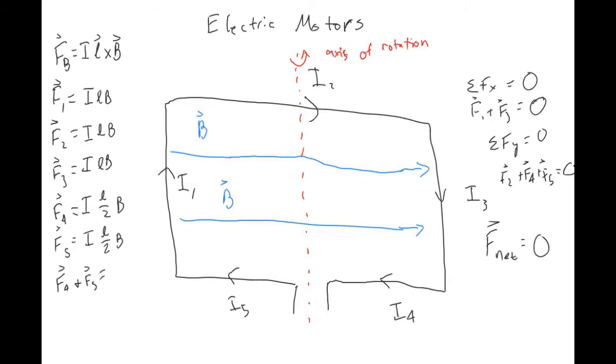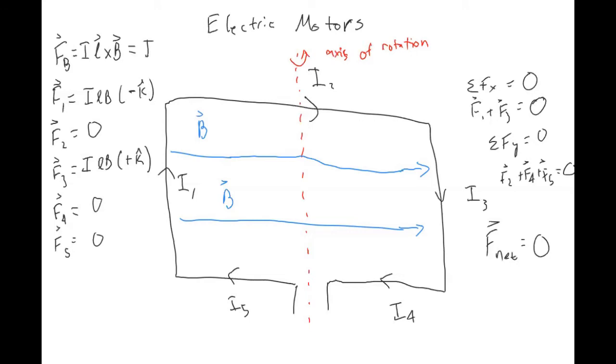So for F1, current points up, magnetic field points to the right. So you would get a force that's into the board, which would be in the negative Z direction. For F2, now magnetic field and current are in the same direction, so this force is 0. For force 3, current is down, magnetic field is to the right. So you would get a force that's coming out of the screen, which is positive K hat direction. And then F4 and F5 are both 0, because the current and the magnetic field are off by 180 degrees, so sine of 180 would be 0.